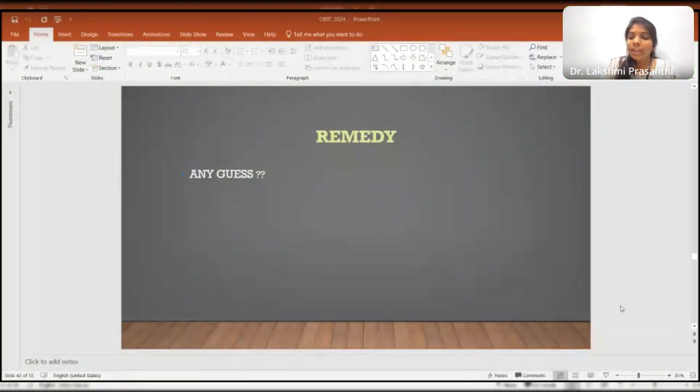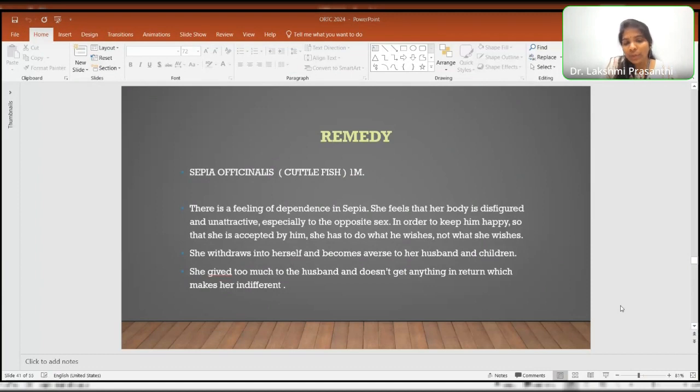Okay. So, as one of the doctors has attempted it, she was given Sepia 1M. Because there was a lot of talk about the delusional level and a lot of sensations which came when you pushed her. So why Sepia? Because there was a feeling of dependence. And she felt as if her body is disfigured. She is very unattractive for the opposite sex. And what did she do? In order to keep them happy, she sacrificed herself.